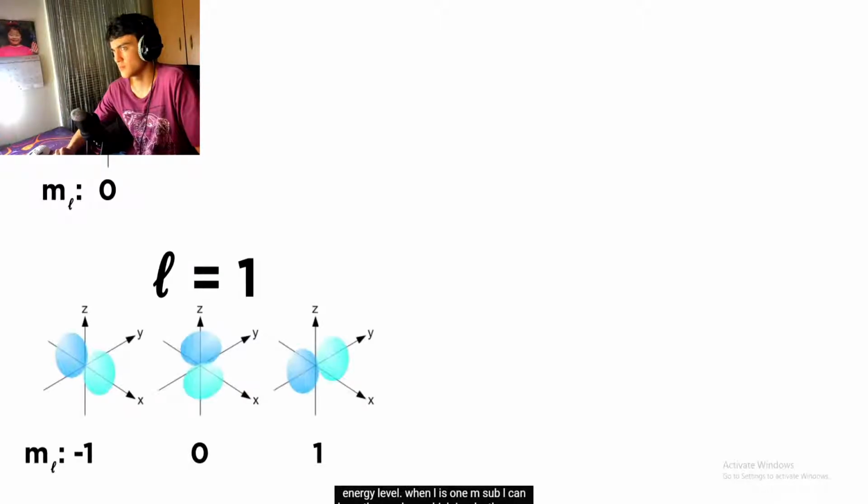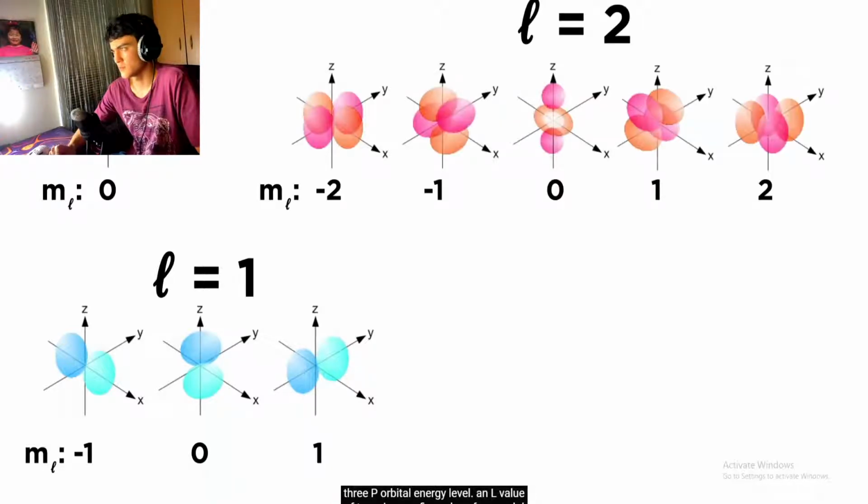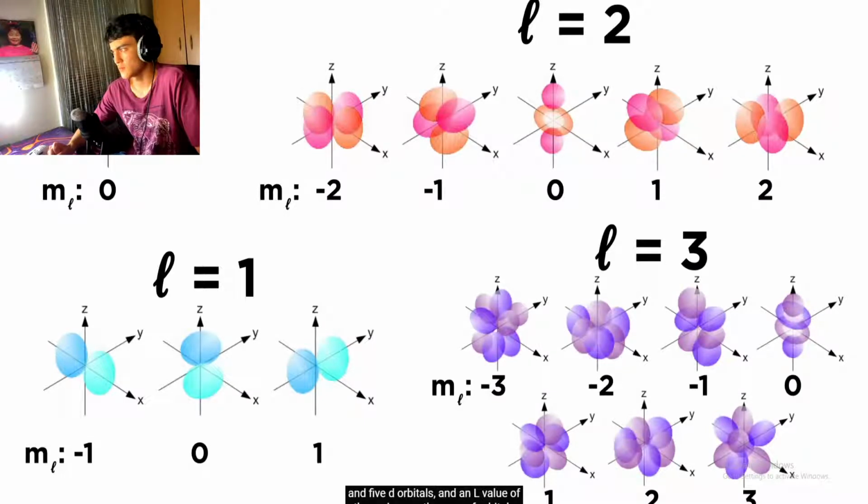When L is 0, m sub L must also be 0, and that's why there's only one s orbital per energy level. When L is 1, m sub L can have 3 values, which is why there are 3 p orbitals per energy level. An L value of 2 gives us 5 values for m sub L and 5 d orbitals, and an L value of 3 gives us the 7 f orbitals.